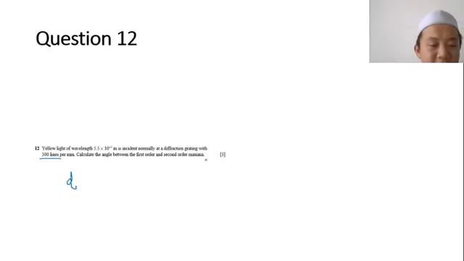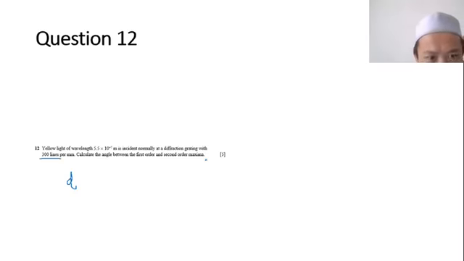Okay, Iman asked what's the maximum value of n. You will get that question in question number 13. The maximum order. You are asking what is the maximum value of n, meaning what is the maximum order. So be patient for question number 13, insyaAllah.